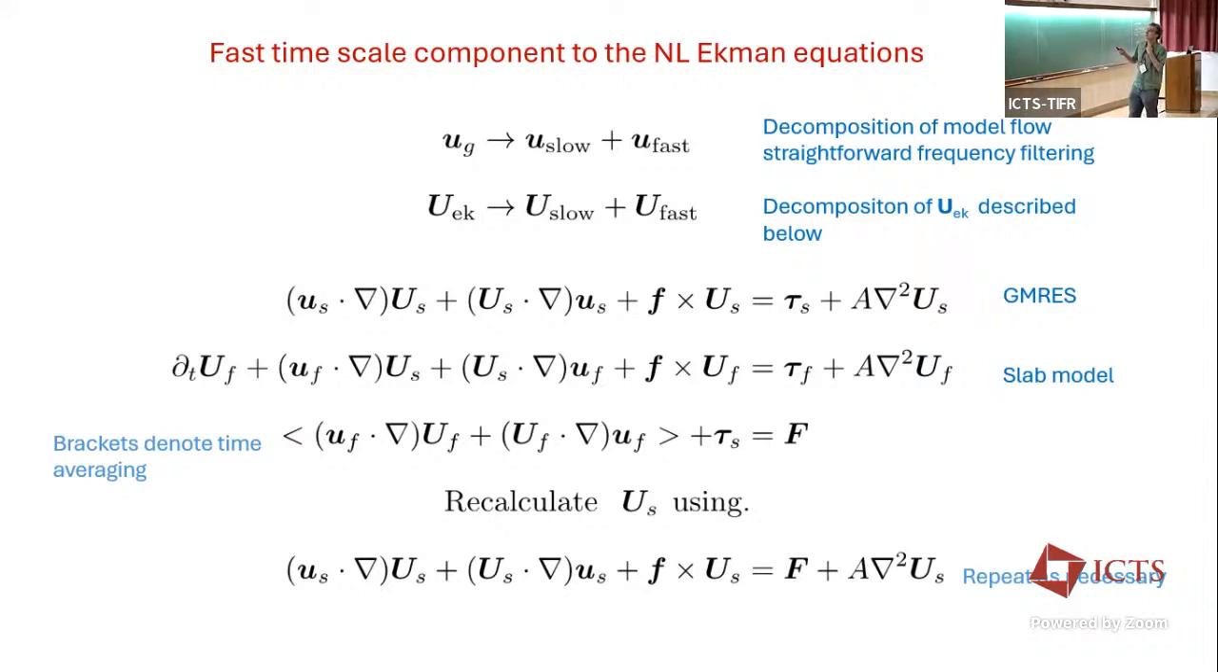So this decomposition is just, I'll output hourly snapshots and average them together to get a slow one and take the difference to get the fast one, right? And this one, if I want the slow, I just use my GMRes and I solve it. I have the slow tau, I have the U slow that's accessible, and I can solve that and get U slow. I'll use a slab model to get the fast component.